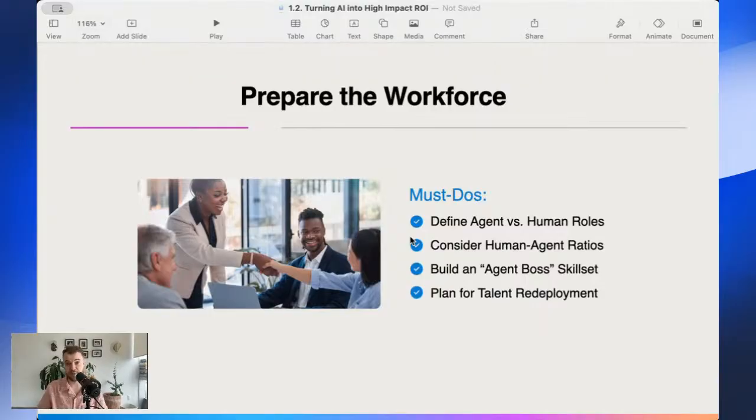Oh, this one's huge. Prepare the workforce. So you need to define what is an agent going to be doing in the new workflow, what's a human doing, what's the ratio of work look like, and plan for talent redeployment. That means what jobs are the agents going to be doing now? And then how do we train our team to get on this?